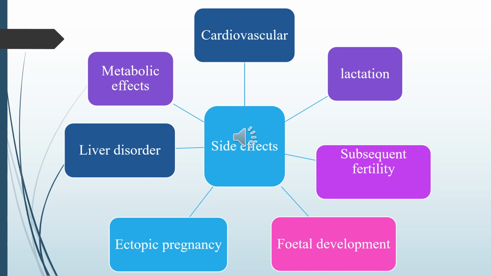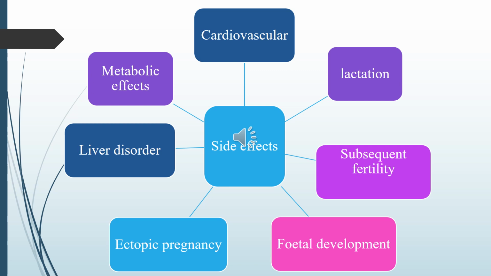Now, regarding subsequent fertility, there is a myth that after using contraceptive pills, fertility cannot be resumed. But usually it is seen that after discontinuing the pills, even after 2 months, the female can get pregnant. So this is just a myth. Fetal development is also normal after discontinuation of the oral contraceptive, and no abnormality has been seen so far. Now, ectopic pregnancy can occur in clients who use progesterone-only pills, but usually the chances are very low.